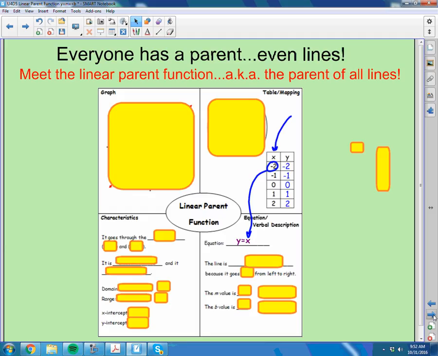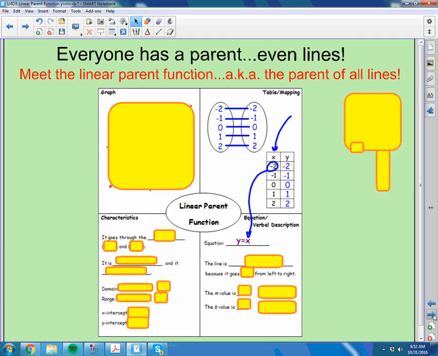So that table represents 5 of the x, y ordered pairs for the linear parent function. You also create a mapping diagram. It's kind of easy. It looks like a ladder. Because each one's going straight across to the other one, because the y value equals the x value.